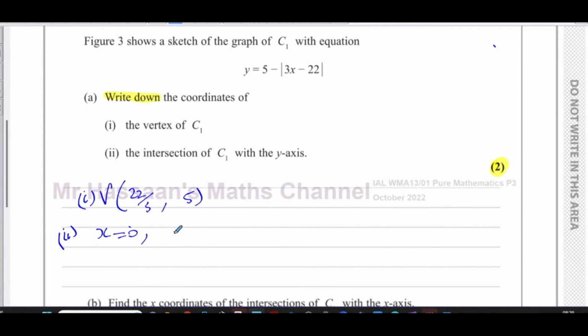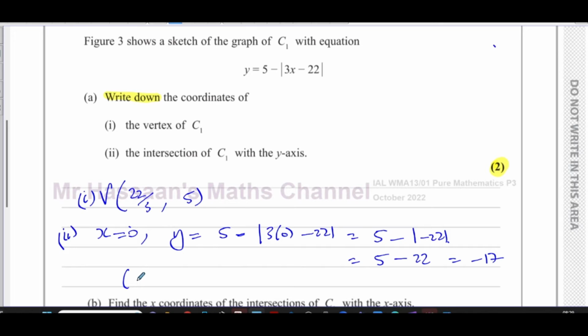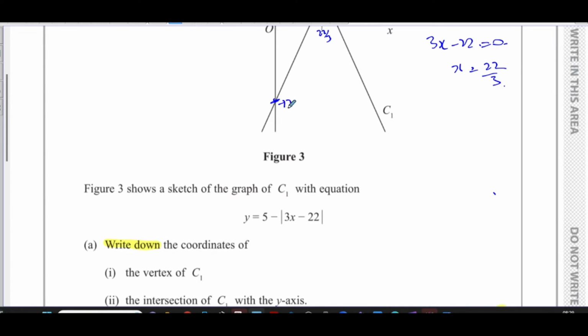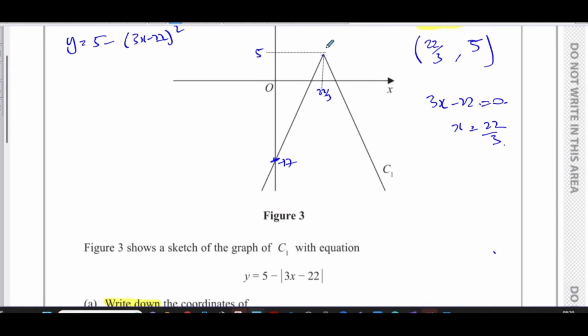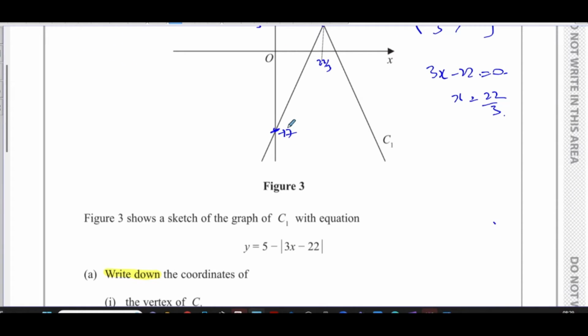When x equals 0, you have y equals 5 minus the modulus of 3 times 0 minus 22, which is 5 minus the modulus of negative 22. Now remember, the modulus of negative 22 becomes positive 22, so it's 5 minus 22, which is going to give you negative 17. So the y-intercept, the intersection with the y-axis, is 0 and negative 17. And we can see that kind of looks sensible. That's on the negative side. So we have now got the vertex and the y-intercept, basically.